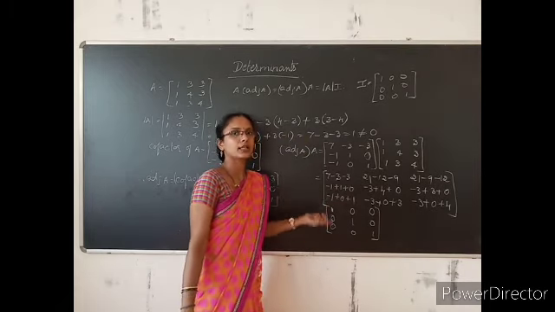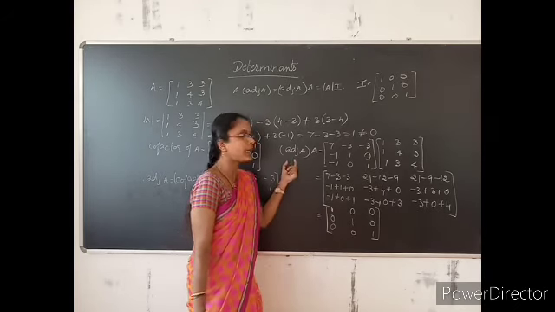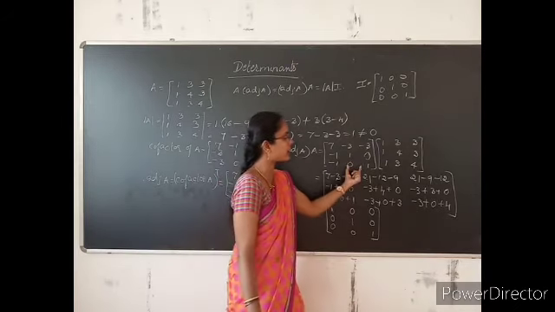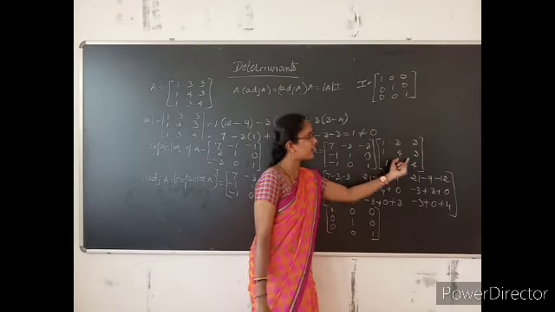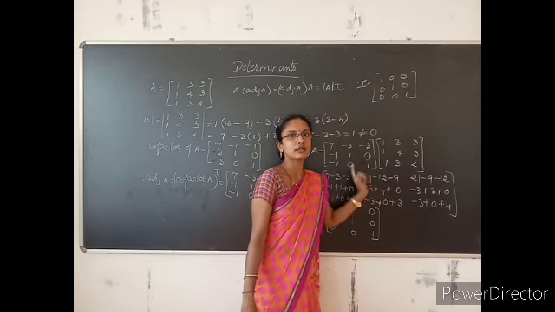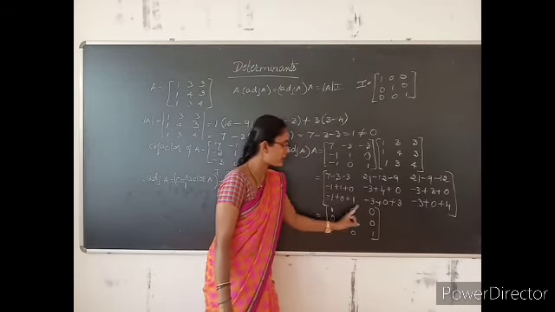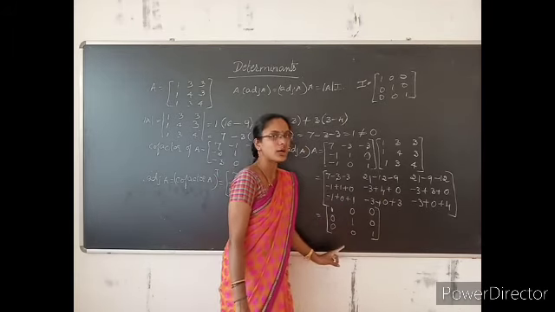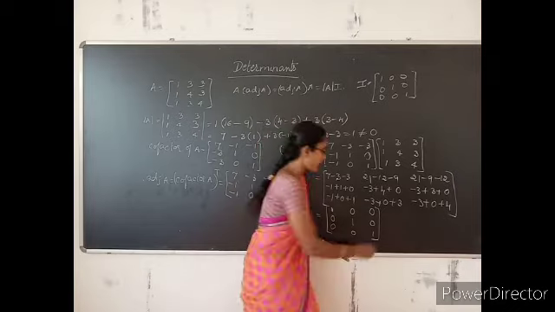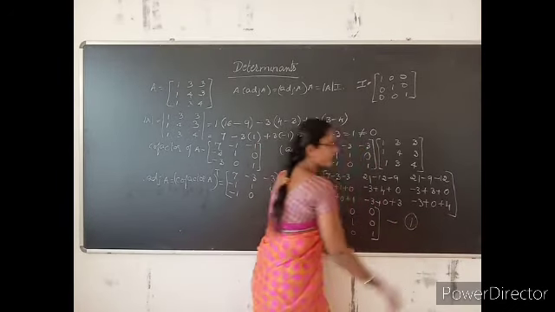So similarly, you have to multiply A into adjoint A. So first write the matrix A, then write the adjoint A. If you take the multiplication of those two matrices, finally you get 1 0 0, 0 1 0 and 0 0 1. I call this equation 1 here.